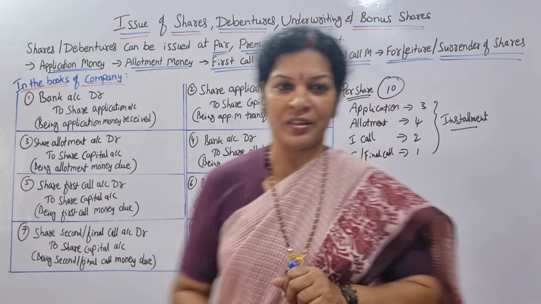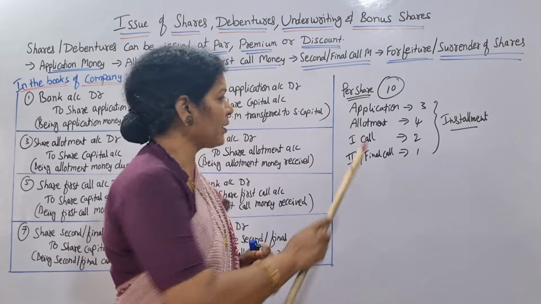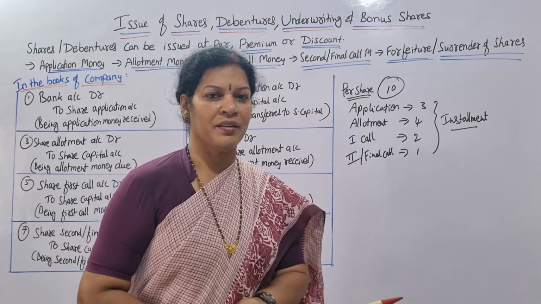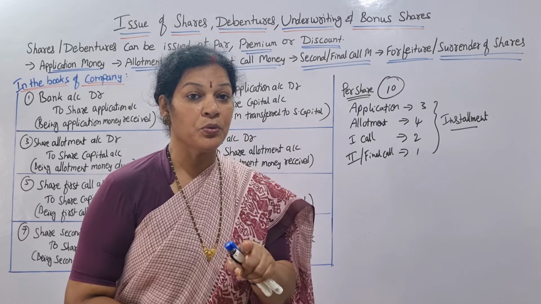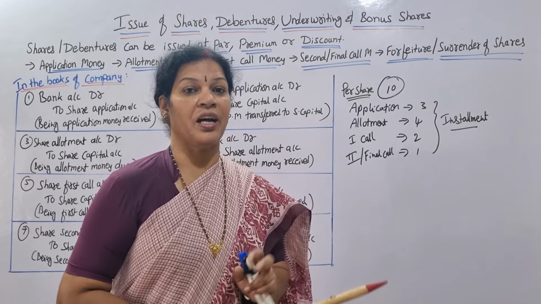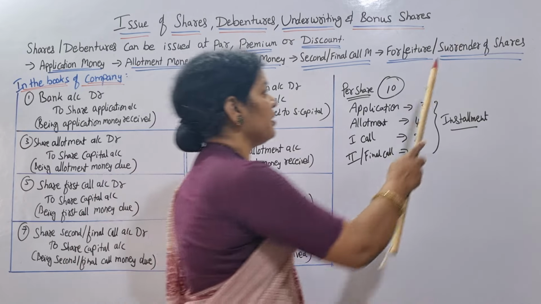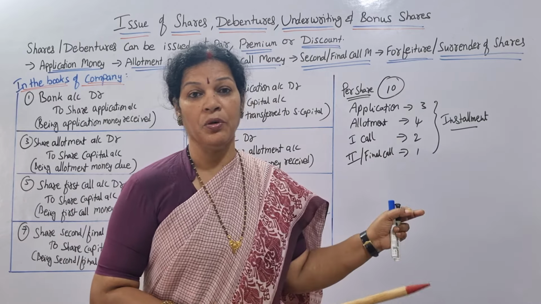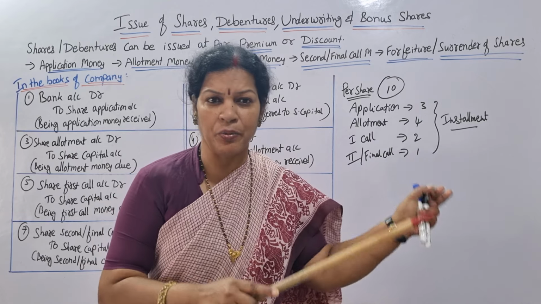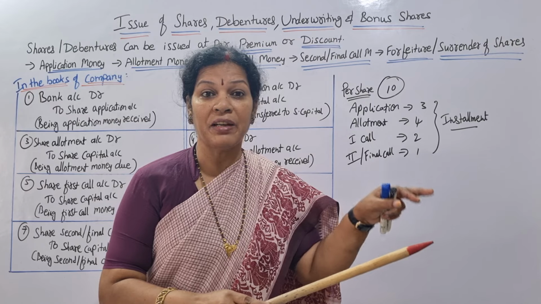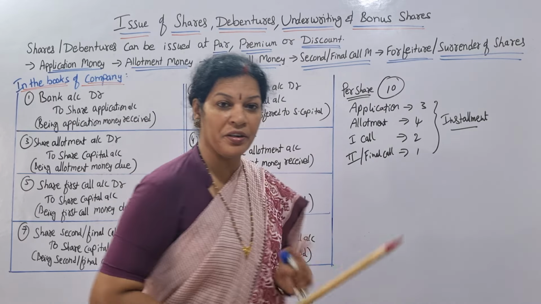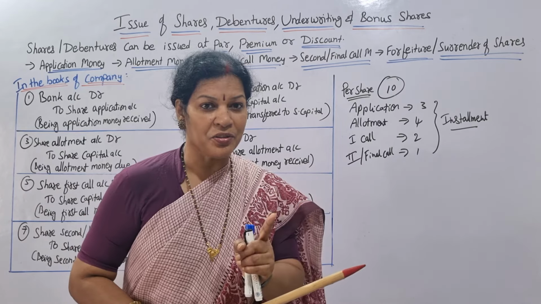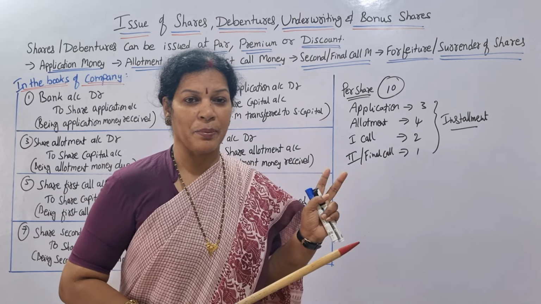Now, we'll talk about another thing. Suppose he paid the application and allotment, but could not pay the first call and second call amount. When he could not pay, what does he have to do? He has to give advance notice that he is unable to pay. That is what we call surrender of shares. When he surrenders well in advance to the company, then whatever amount he has already paid, like 3 rupees, 4 rupees per share, he is going to get back.